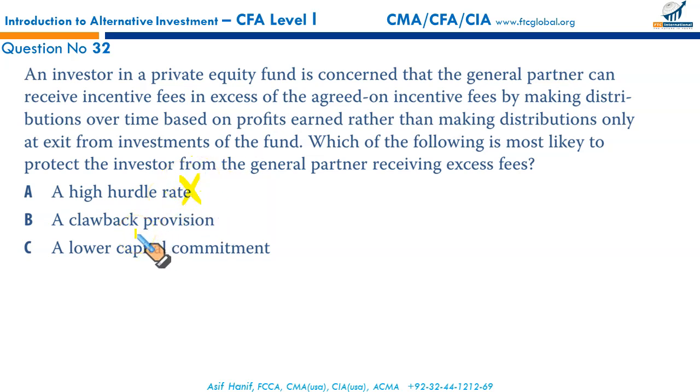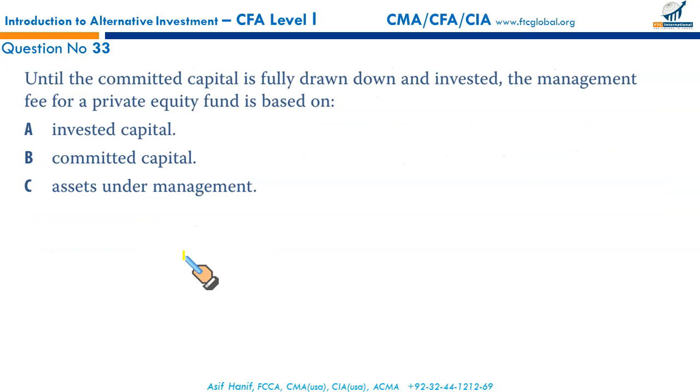Clawback provisions. Yes, a clawback provision requires the general partners in a private equity fund to return any funds distributed as an incentive fee until the limited partners have received back their initial investments. So this will protect the investor. So that means this would be the right option. Why not lower capital requirement? Incorrect, because management fee are based on committed capital. So that makes B to be the correct option.